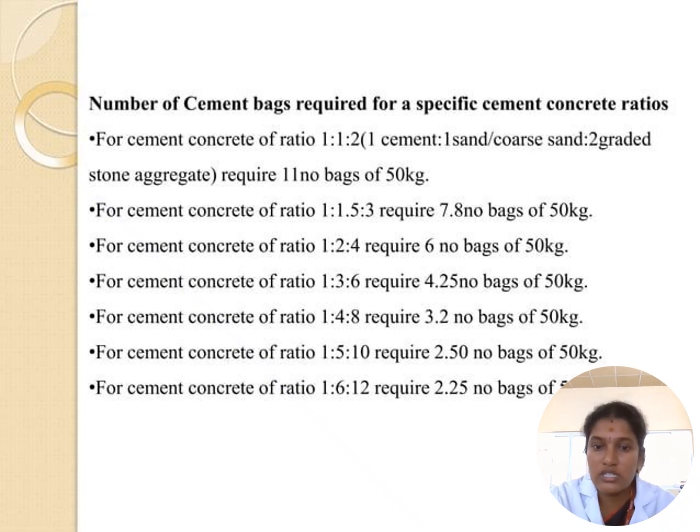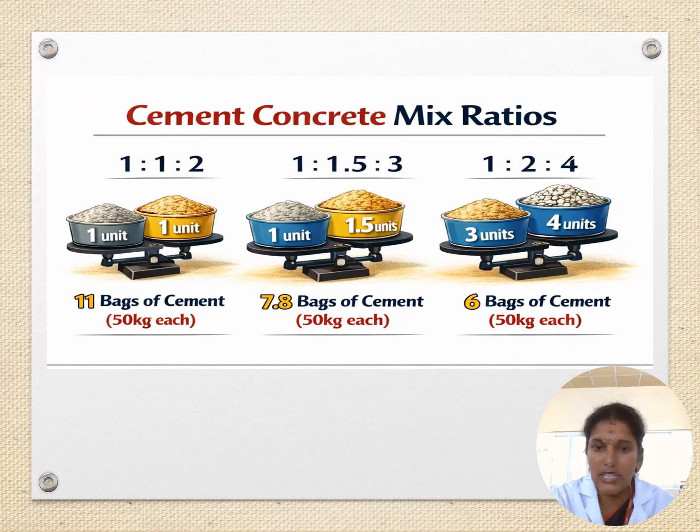1:1:2, how much is required? 11 bags. 1:1.5:3 is 7 bags. 1:2:4 requires 6 bags. Likewise for 1:3:6, 1:4:8, 1:5:10. So likewise we should calculate initially the cement quantity. After that we will decide the other quantity of material.